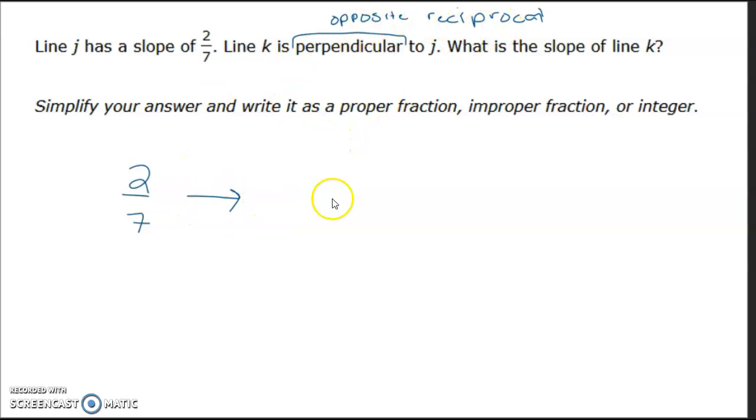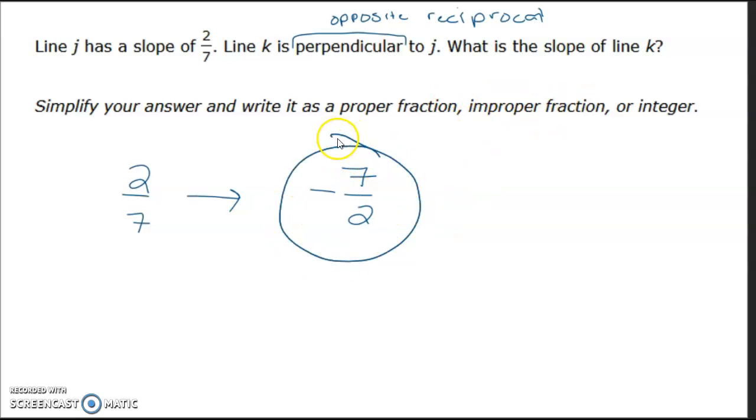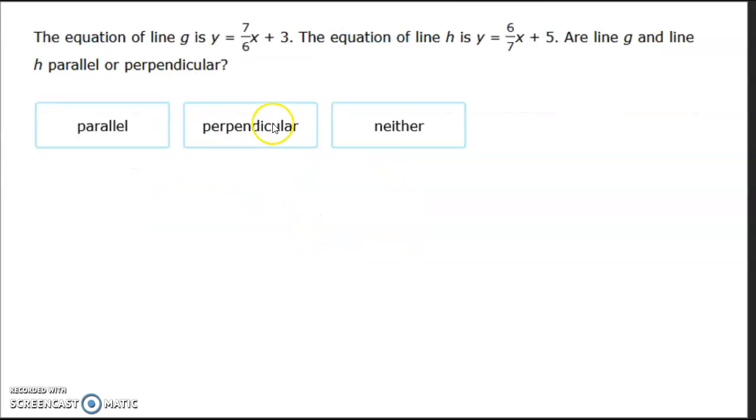So the first part is the opposite part. It's currently positive, I need to make it negative. The reciprocal part is I need to also flip. So 7 over 2. You can have an improper fraction, so this is your slope that you'll type in. All right, let's try again.